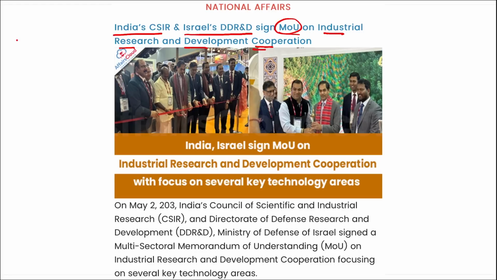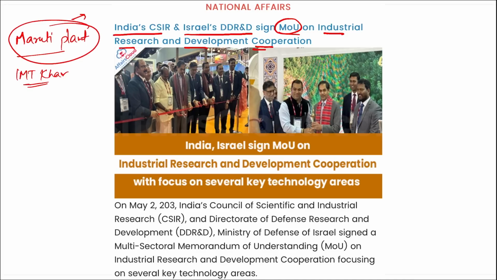Remember, recently Maruti is also setting up their plant in Haryana, and that will be in IMT Kharkhoda. Correct? And it will be one of the largest plants in India, and here electric vehicles will be developed, and it is expected that by the mid of 2024 or by the starting of 2025 this plant will be operational.